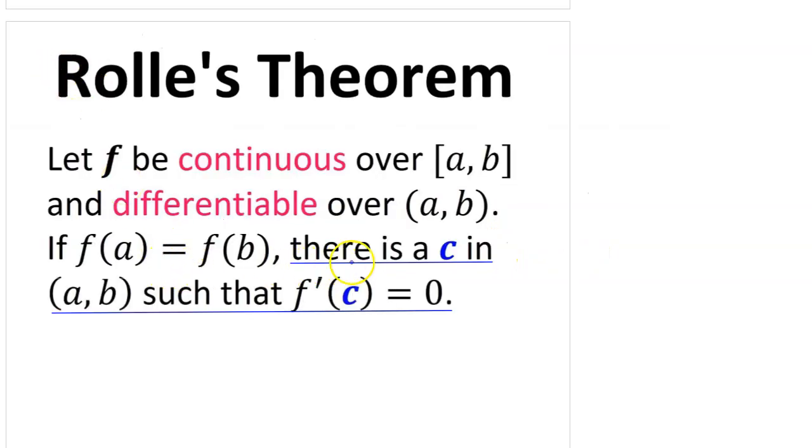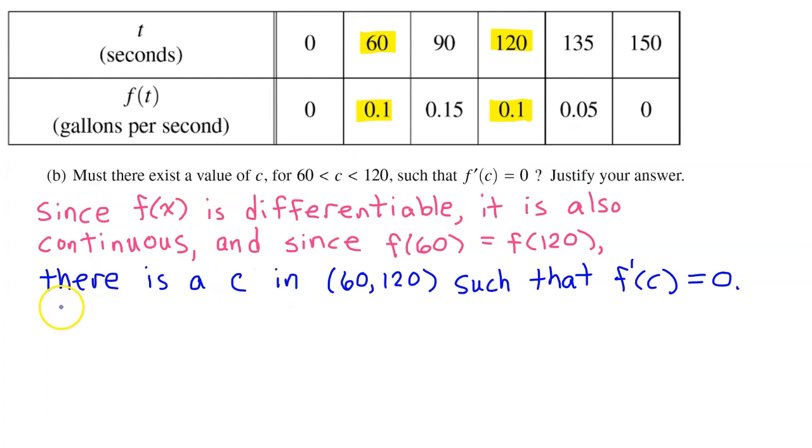Now it's time for the conclusion. There is a c in (a, b) such that f prime at c equals 0. We're just going to copy this conclusion into our answer. However, instead of saying a and b, we are going to use the 2 values that we just mentioned. We conclude with there is a c in the interval from 60 to 120 such that f prime at c equals 0. Notice that we didn't actually mention that we were using Rolle's theorem. You can get full credit without naming the theorem that you are using. If you did want to mention it, you would put it right here.